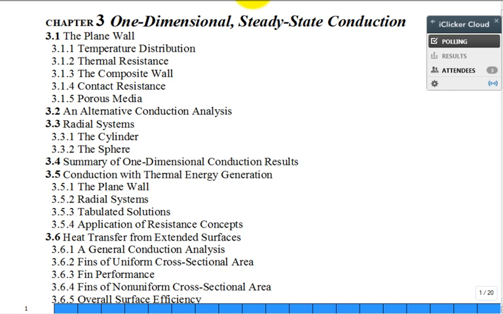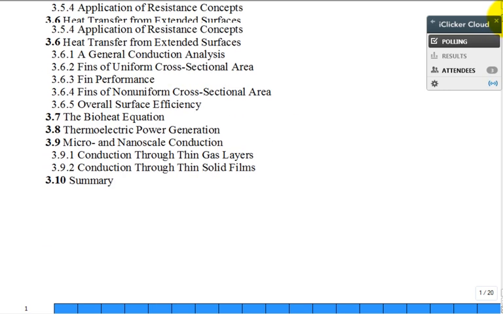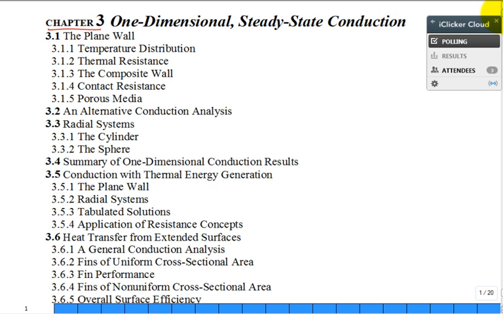All right, so now we move into chapter 3, and 3 is a long chapter. Let me see if I can scroll down. It goes all the way to 3.10. So there's a lot of material in chapter 3, and it's all dealing with one-dimensional steady-state conduction.